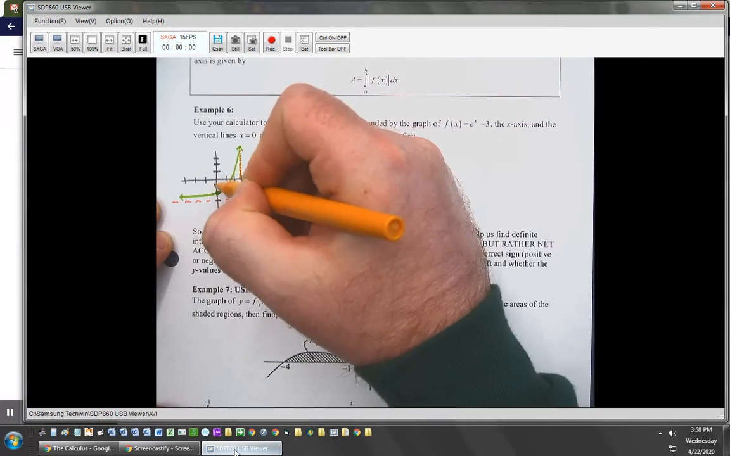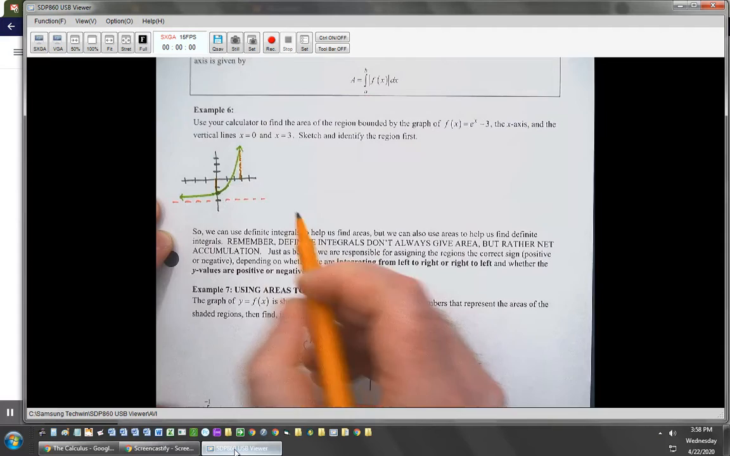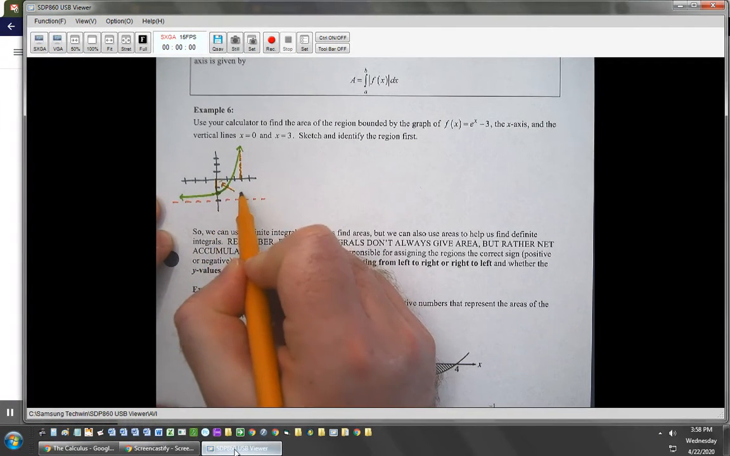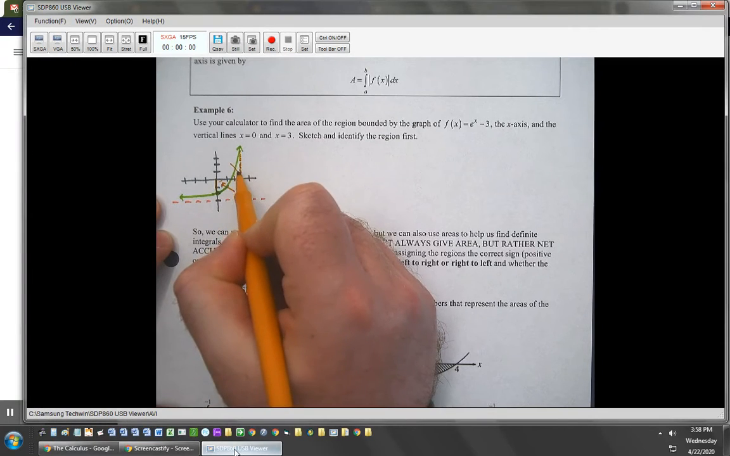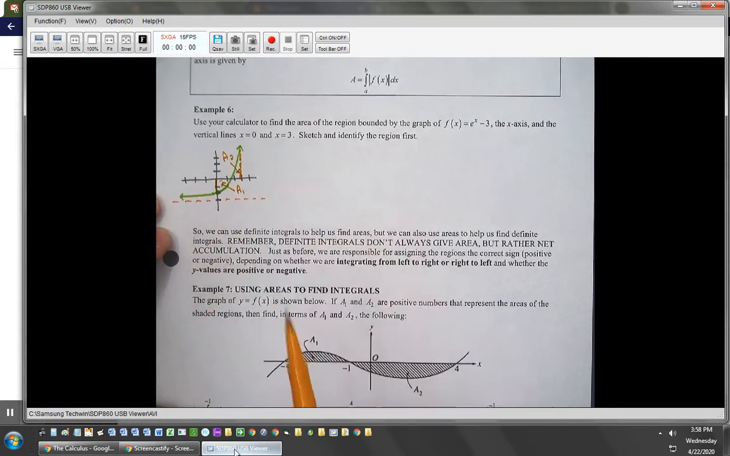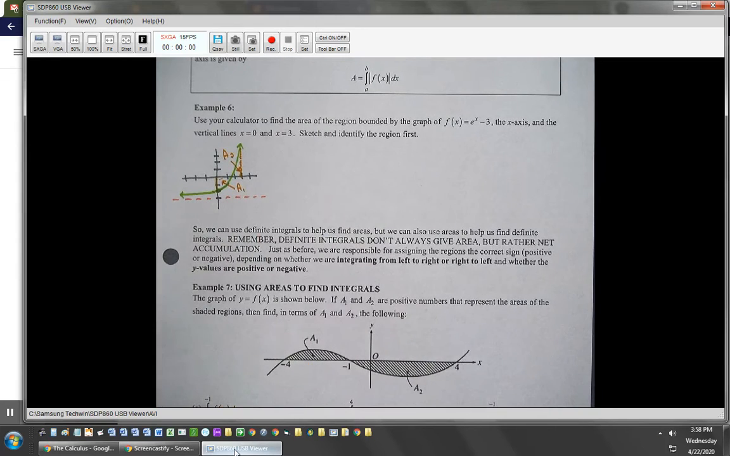So this is what I'm trying to figure out. I need to take this area, I'm going to call that capital A1. I'm going to take this area, I'm going to call that capital A2. And we're going to add those two areas together.